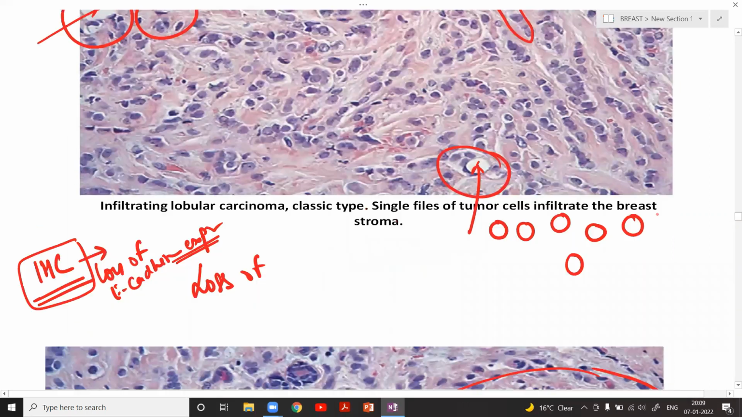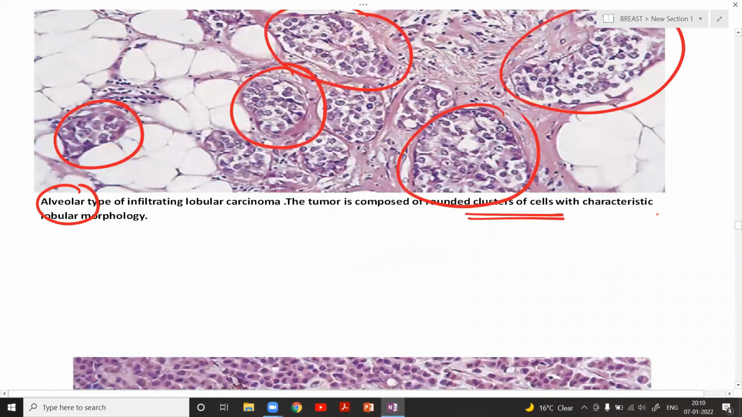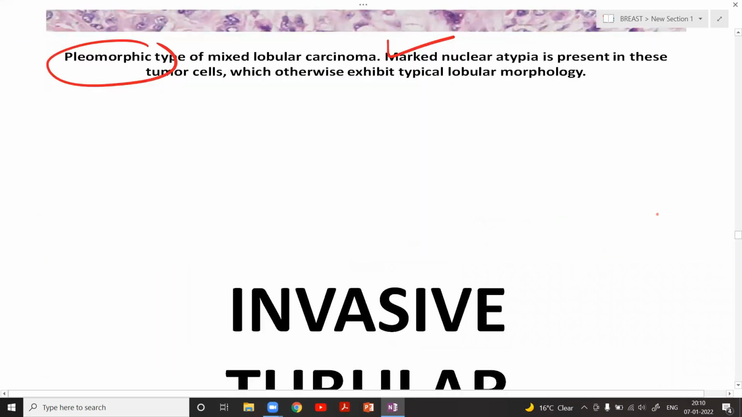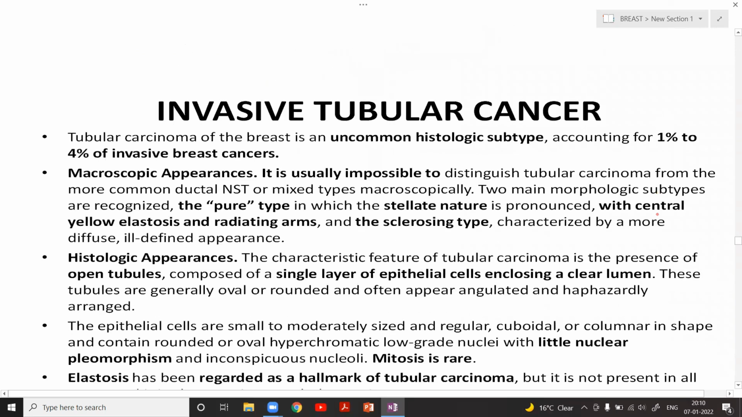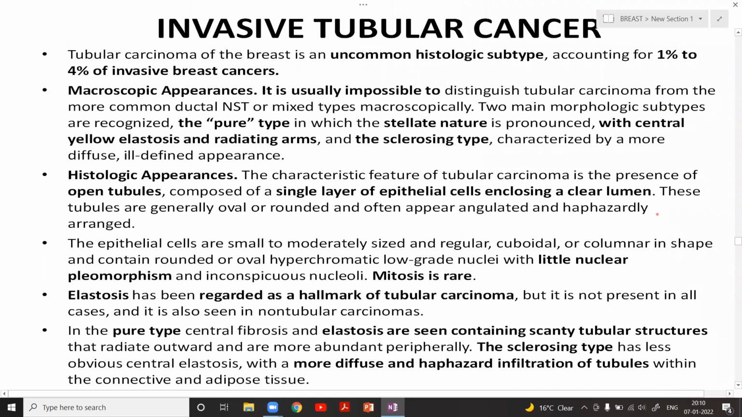Okay. So let us go to the next special type, which is invasive tubular carcinoma. It is imperative to diagnose this case again. Why? Because this has a very good prognosis.